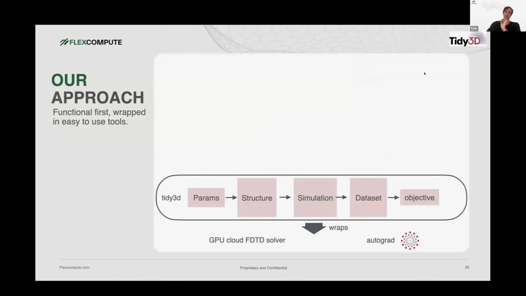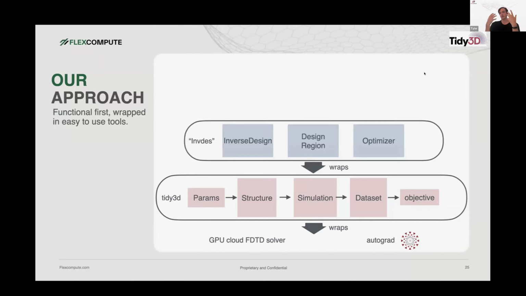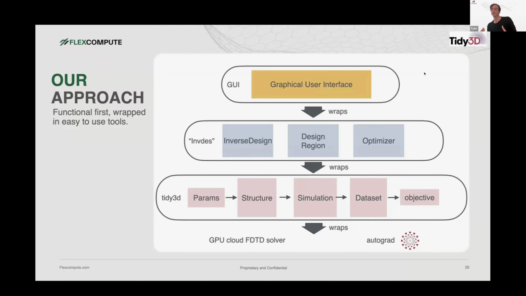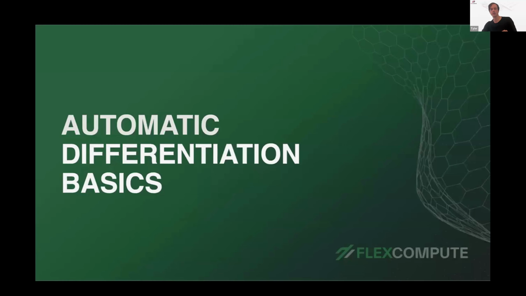So in general, our approach is this. We have our cloud-based FDTD solver. We have tools for automatic differentiation. We've written TidyGrad so that this whole process of parameter to structure to simulation to data to objective is differentiable and defined with these functions if you wish, and it just wraps these low-level tools. And then we have this higher-level plugin, which we call the InvDes plugin, which provides high-level interfaces that wrap this lower-level TidyGrad code to let you do things at a higher level. And then we have a graphical user interface, which in some sense mirrors this inverse design plugin. So it all fits really nicely together, and there's a clear hierarchy here. But it's all enabled by this lower level functional approach.